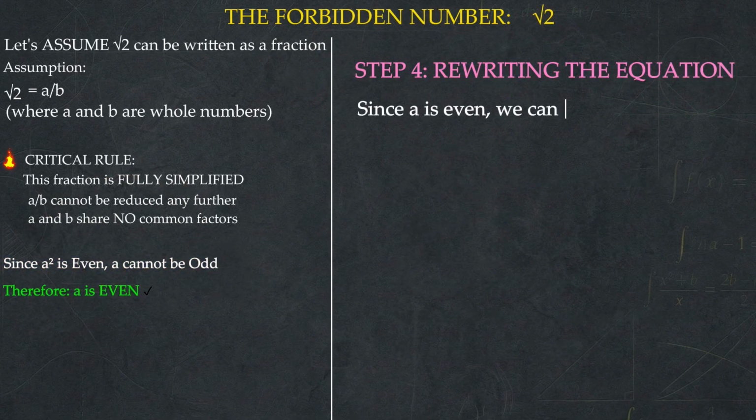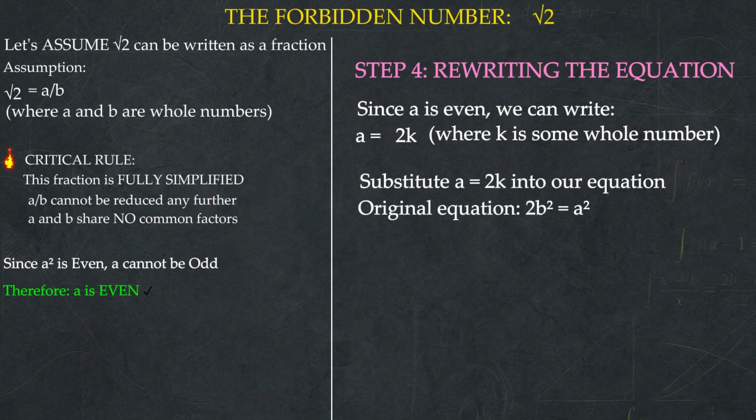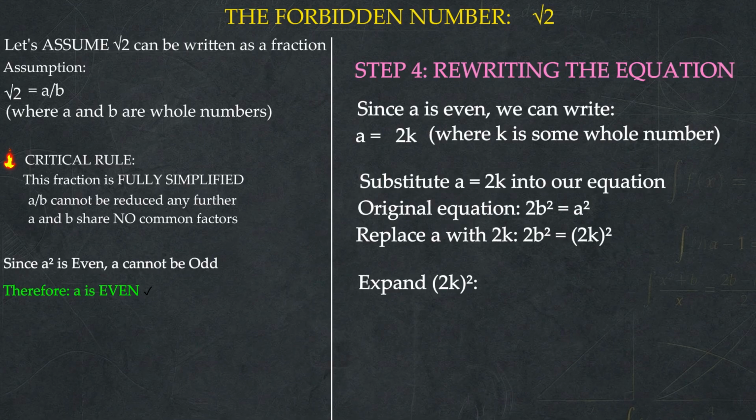Since a is even, we can write it as 2 times some other number. Let's call that other number k, so a equals 2k. Now take this new definition of a and plug it back into our equation. We had 2b squared equals a squared. Now we replace a with 2k. Expand the brackets. 2k squared becomes 2 squared times k squared, which is 4k squared.